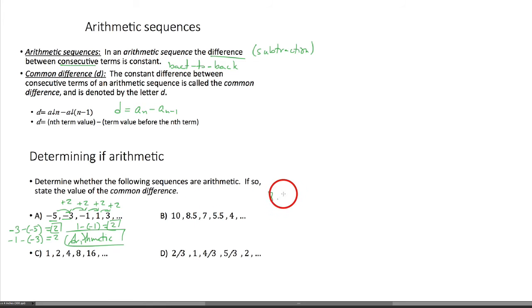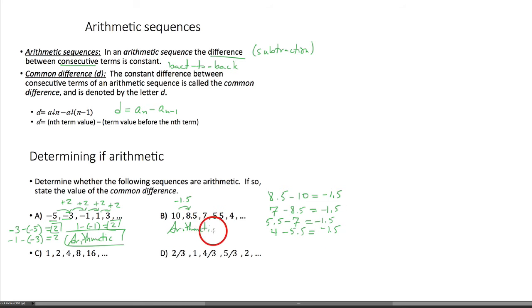Now letter B here, to determine whether or not it's arithmetic, maybe the pattern doesn't stick out to me here. Maybe I do take a moment to go ahead and say 8.5 minus 10. So what this means is from here to here, it went down by 1.5. Does it do it again? Well, if we grab 7 and we subtract off the term before it, 8.5, we get -1.5. If we grab 5.5 and subtract off the term before it, 7, we get -1.5. And if we grab 4 and subtract off the 5.5 before it, we get -1.5. And so this is also arithmetic.